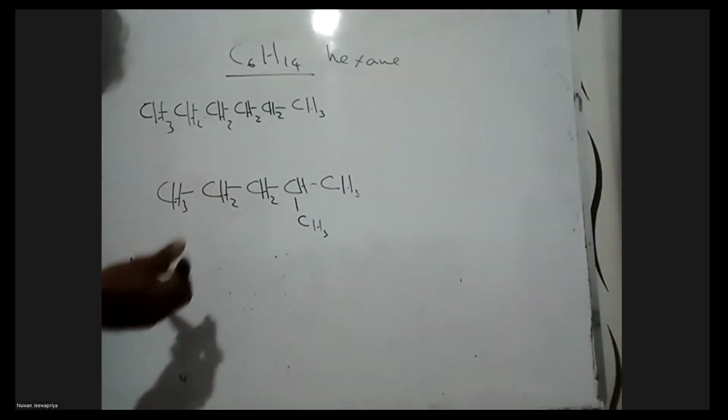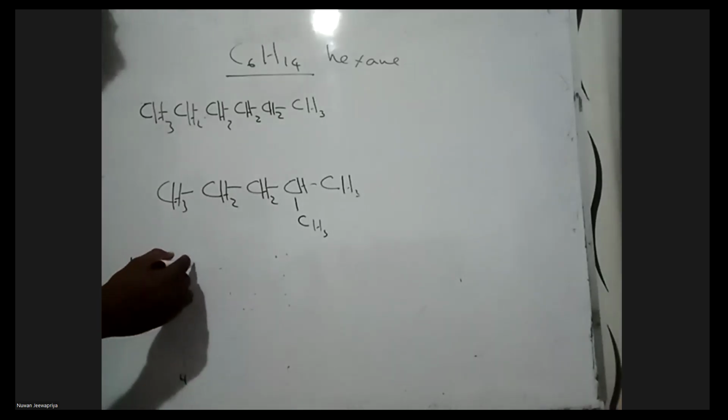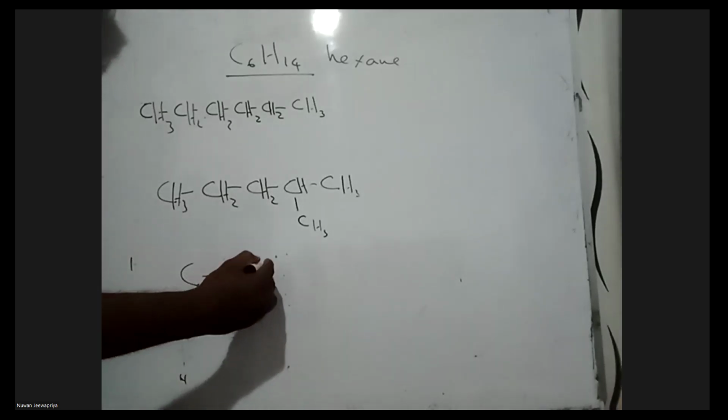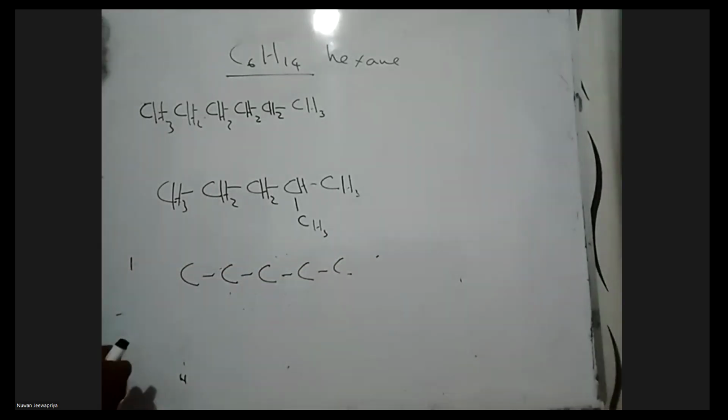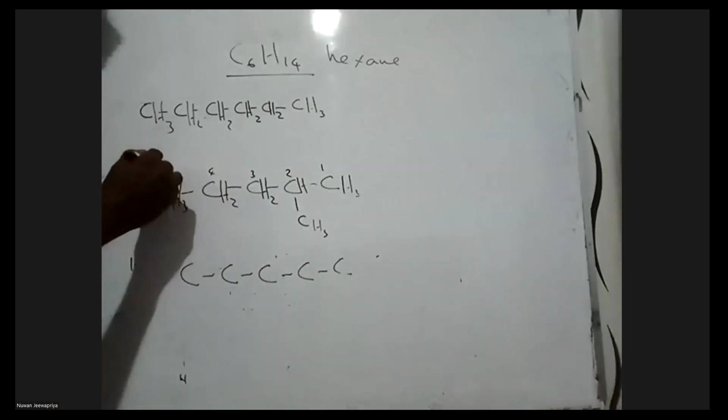Then I got my third isomer for hexane. So 1, 2, 3, 4, 5 is there. There are 5 in the chain. Now earlier the 1 branch was from this side, the second carbon. The branch was from that side, the second carbon.